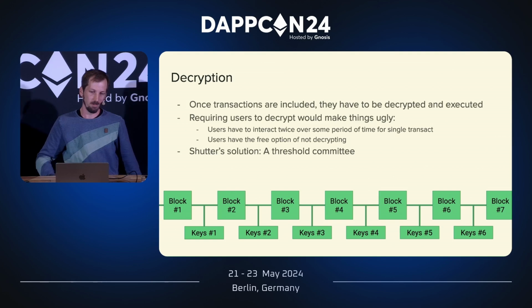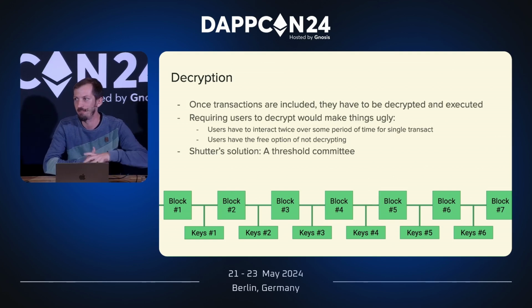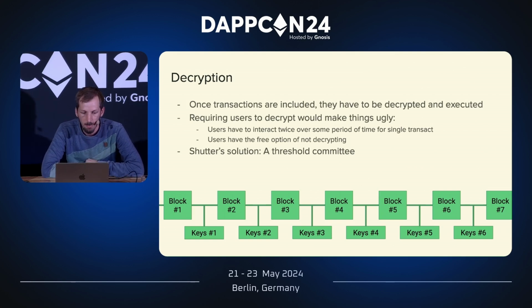So now if we have an encrypted transaction in a block, that doesn't help us a lot. We need to execute this transaction. The naive way to do that would be to ask the user, after they encrypted it, to decrypt it now, please, send the decryption key to the blockchain, and then you can execute it. Of course, this doesn't work at all.